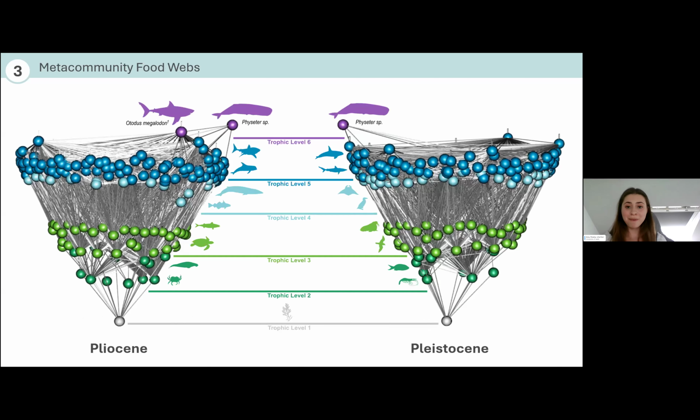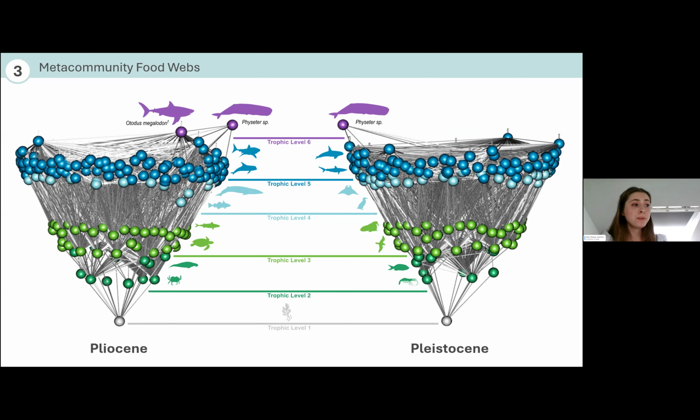So here are my meta-community food webs. On the left, I have my pre-extinction communities, and on the right, my post-extinction communities. Before I move on to the metrics and motifs, there are just a few things I want to point out. Like I said before, the different colors represent different trophic levels, and the different nodes represent different taxa. And the way that the taxa are distributed in these webs is really similar to what we see in modern ecosystems, which is what we'd expect, because at least in terms of taxa composition, these Pliocene and Pleistocene ecosystems are really similar to what we see today.